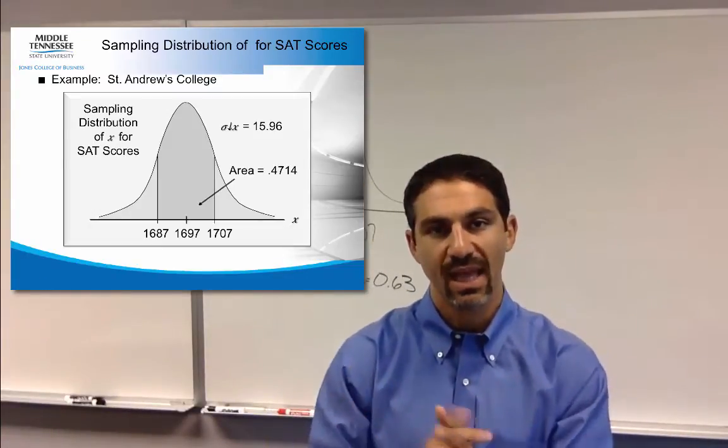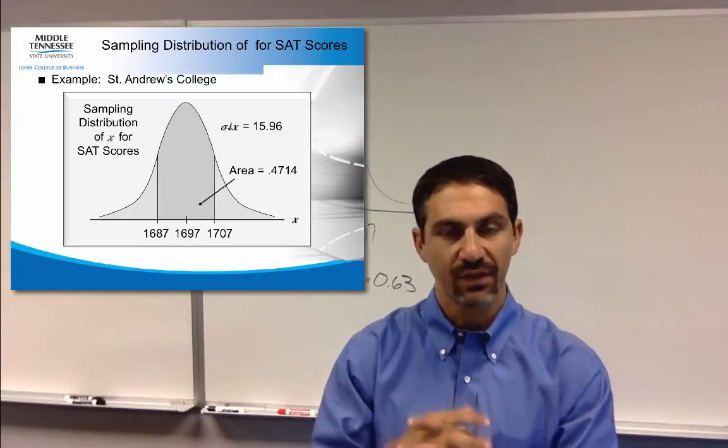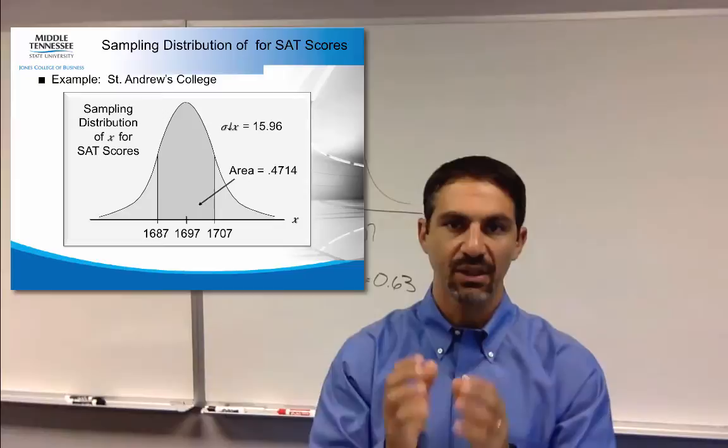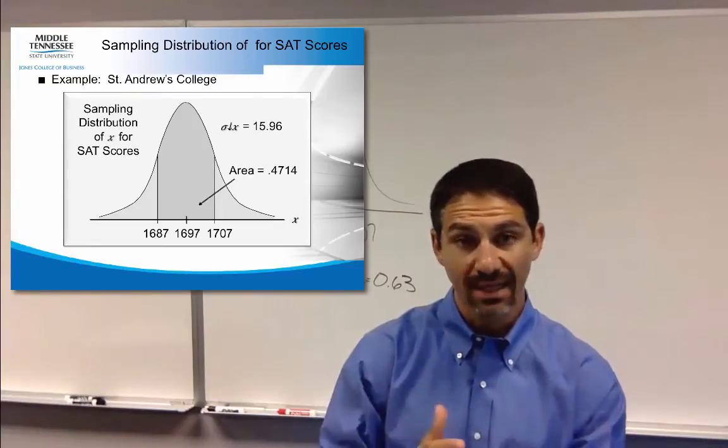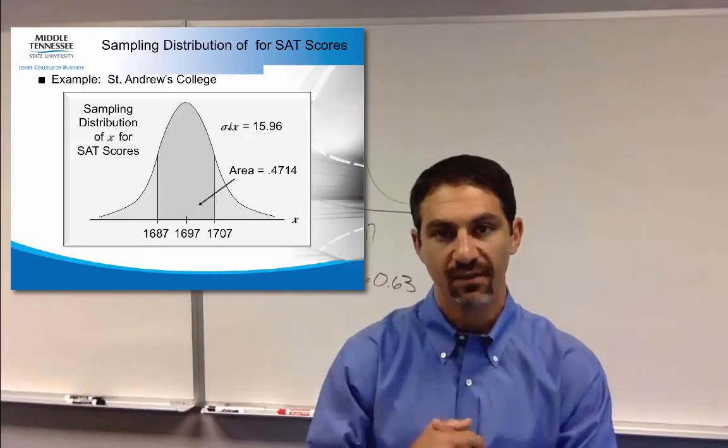So what are we saying here? Well, at St. Andrews College, based on a sample of 30, the probability of that sample of 30 being plus or minus 10 points from the population mean is 47%.